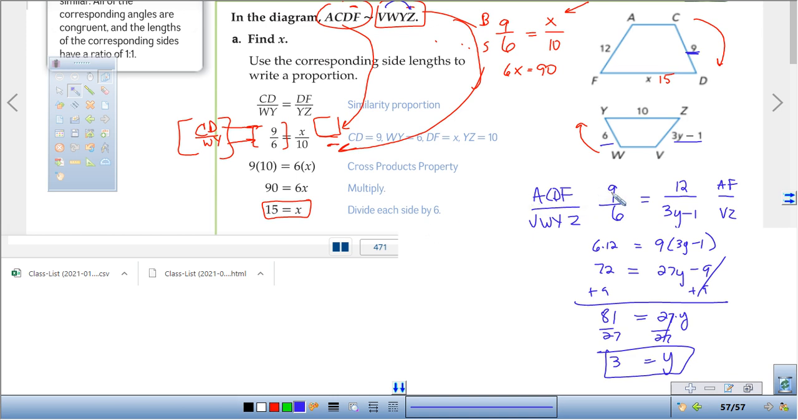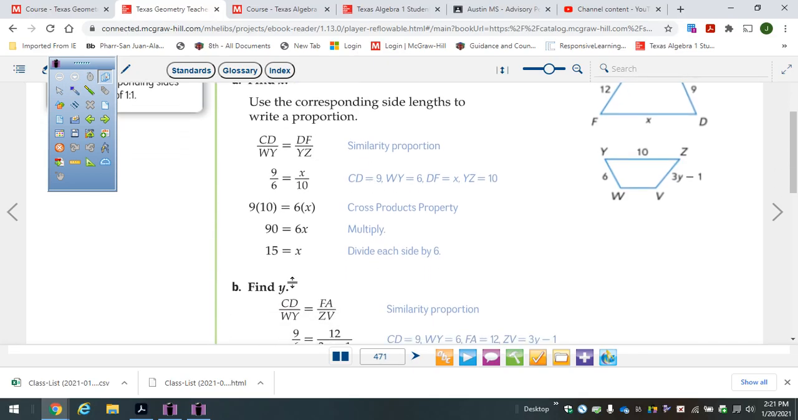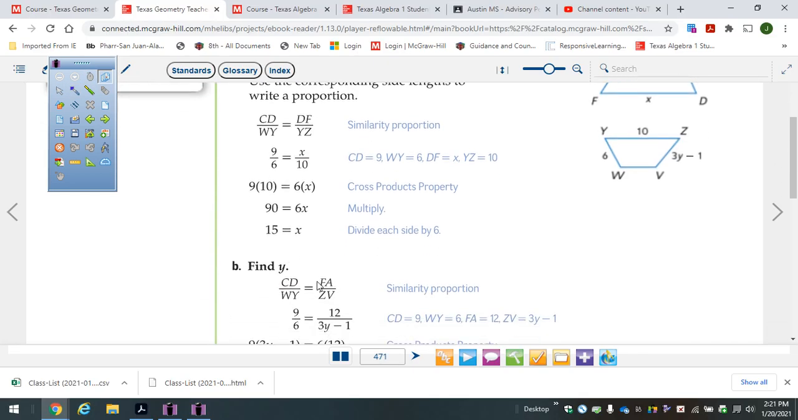Okay, so remember, I got 9 from the CD going to W1. All these are from this polygon. All of these are from that polygon. Let's see what the book finished doing. So now to find y, oh, is that the same thing we set up?